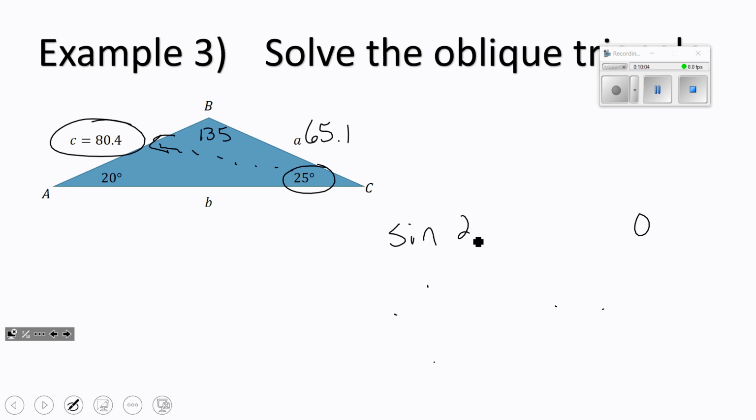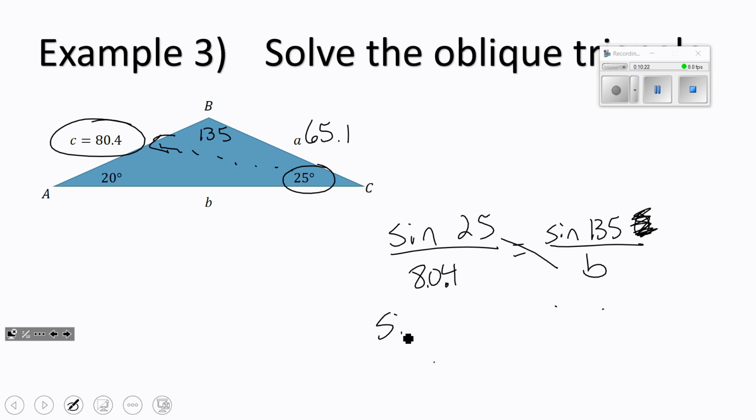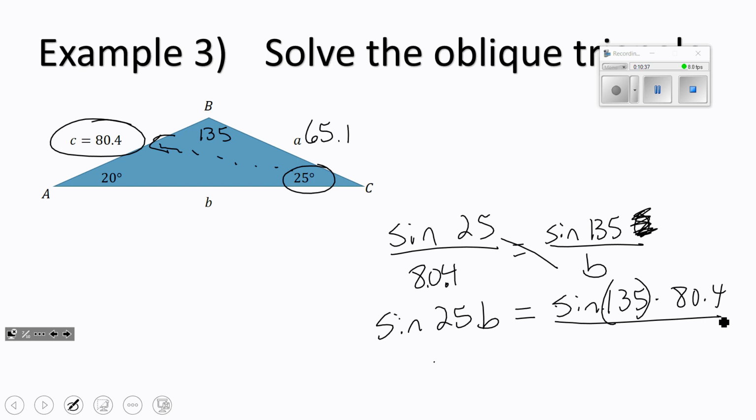So the sine of 25 over 80.4 is equal to the sine of what? 135. I'm going to scratch that out so I don't have to erase. Divided by D. Okay, then we're going to cross multiply. The sine of 25 times B is equal to the sine of 135 times 80.4. And again, if you're going to use the parentheses, make sure you close it around 135. Divided by the sine of 25 on both sides.